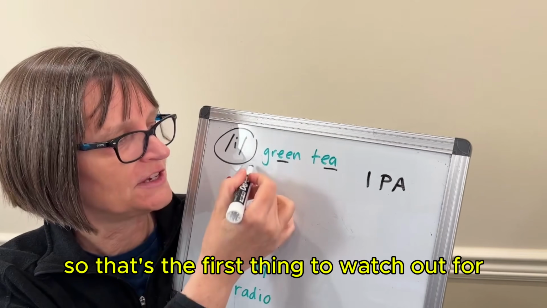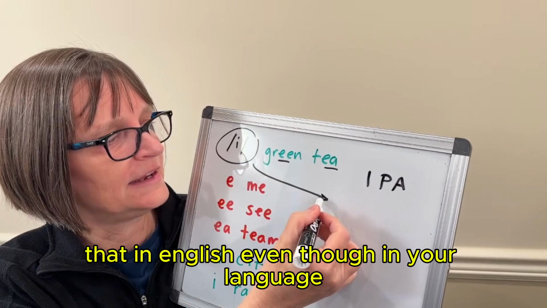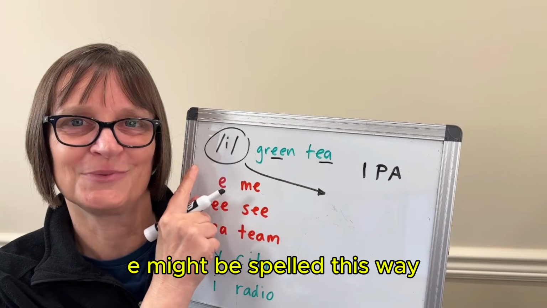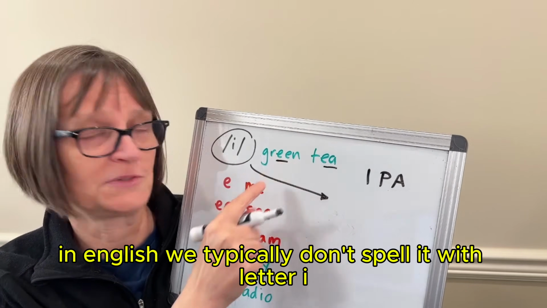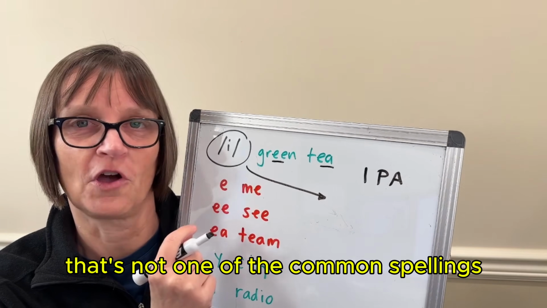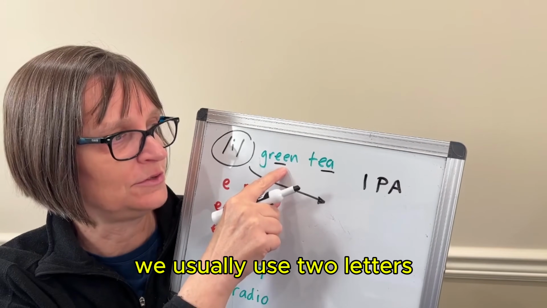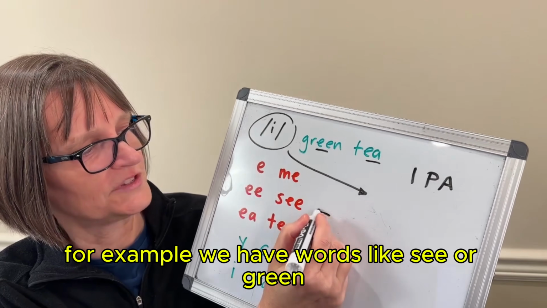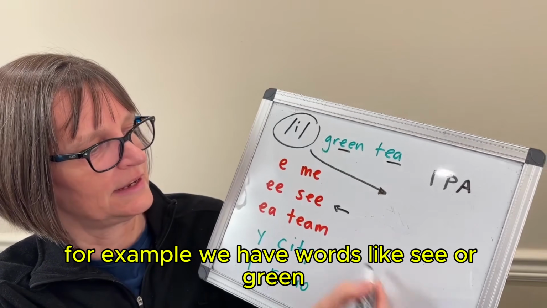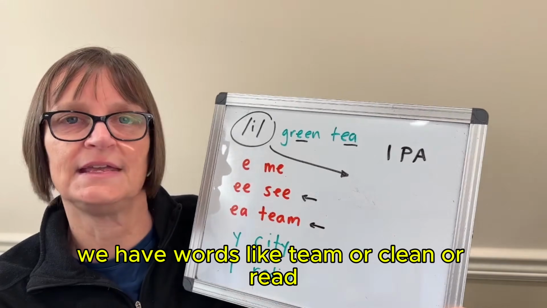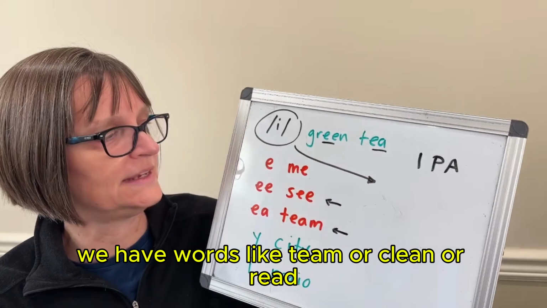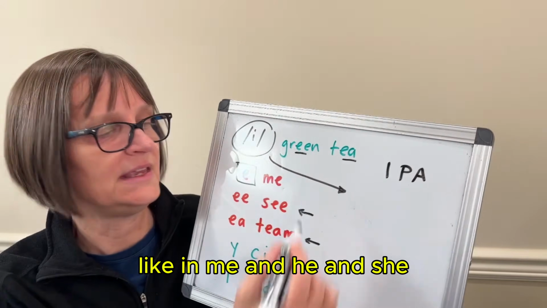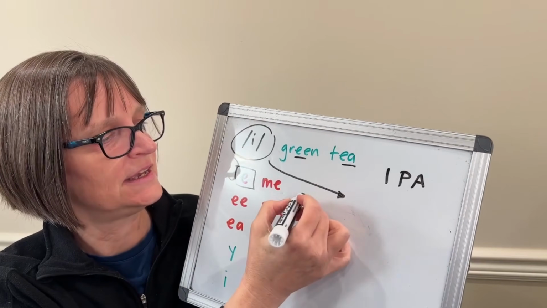So that's the first thing to watch out for, that in English, even though in your language E might be spelled this way, in English we typically don't spell it with letter I. That's not one of the common spellings. We usually use 2 letters, EE and EA. For example, we have words like sea or green. We have words like team or clean or read. Sometimes we spell it with just E, like in me and he and she.